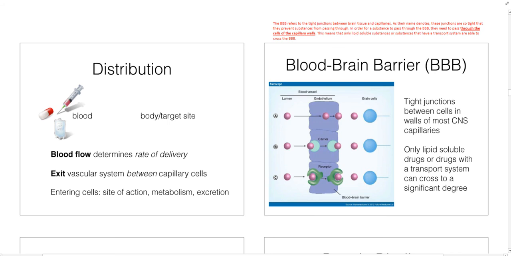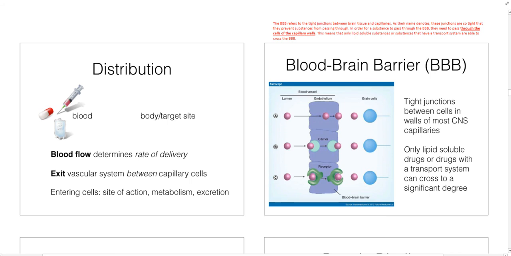Distribution, so how well the drug can spread out to the tissues that it needs to get to. The blood flow will determine that rate of delivery, how quickly you can get to wherever it needs to go. And then it will exit the vascular system between those capillary cells at certain junctions or whatever.